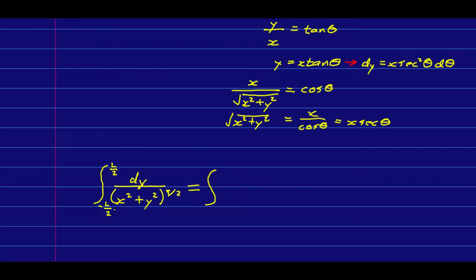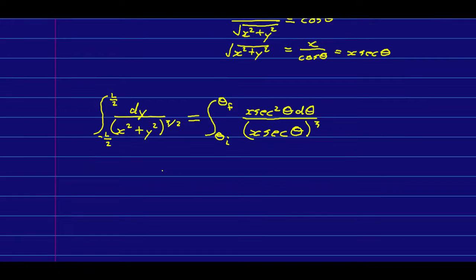Negative L/2 is going to correspond to some value of theta. I'm going to work that out later. I'm just going to call it theta i and theta f. There's actually going to be a nice little trick. And I'm just going to substitute in. So dy is x secant squared d theta, and square root of x squared plus y squared is x secant theta, and we've got all that cubed.